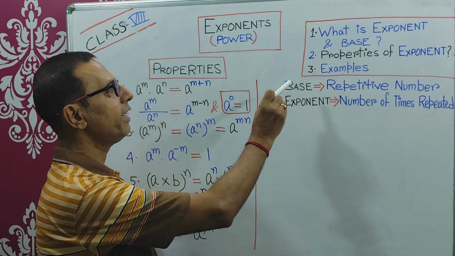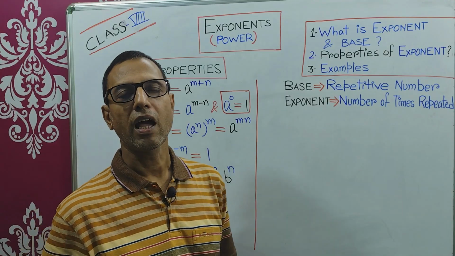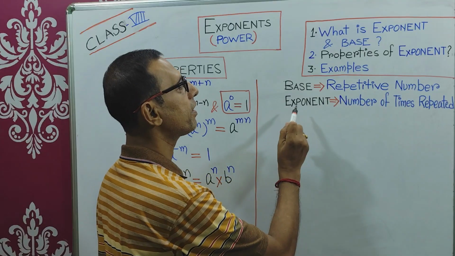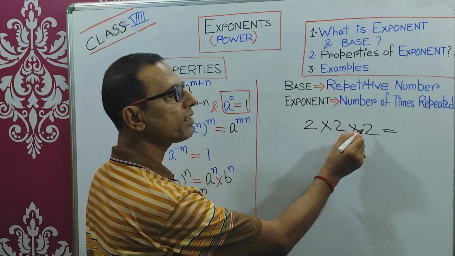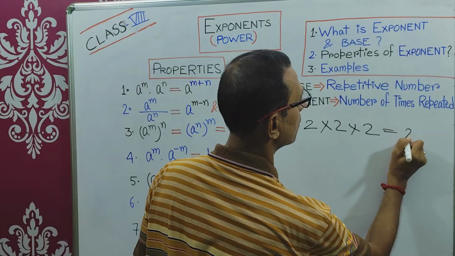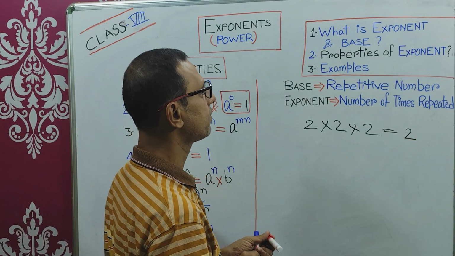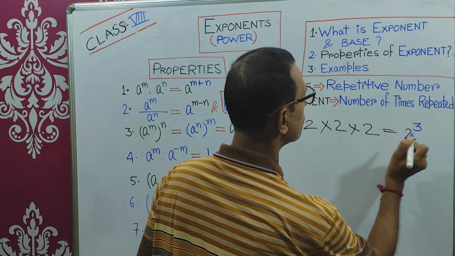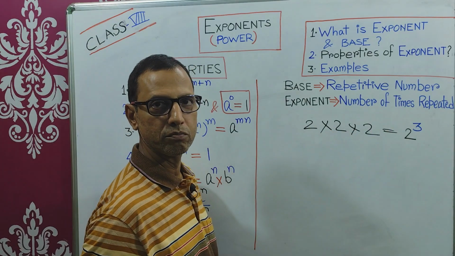Okay, let's start. What is base? Base and exponent, these two terms are absolutely interrelated, right? So base is the repetitive number, exponent is the number of times that number is repeated. So this number is repeated three times. Which number? That is 2. So 2 is the base. And how many times is it repeated? It is repeated 3 times. Therefore 3 is the exponent or power. So we can represent 3 2's as 2 cube, right?